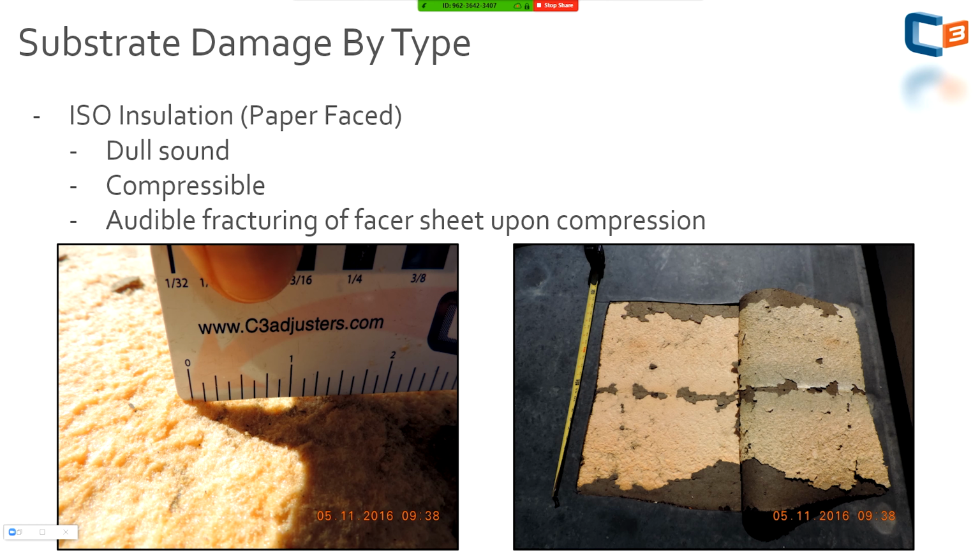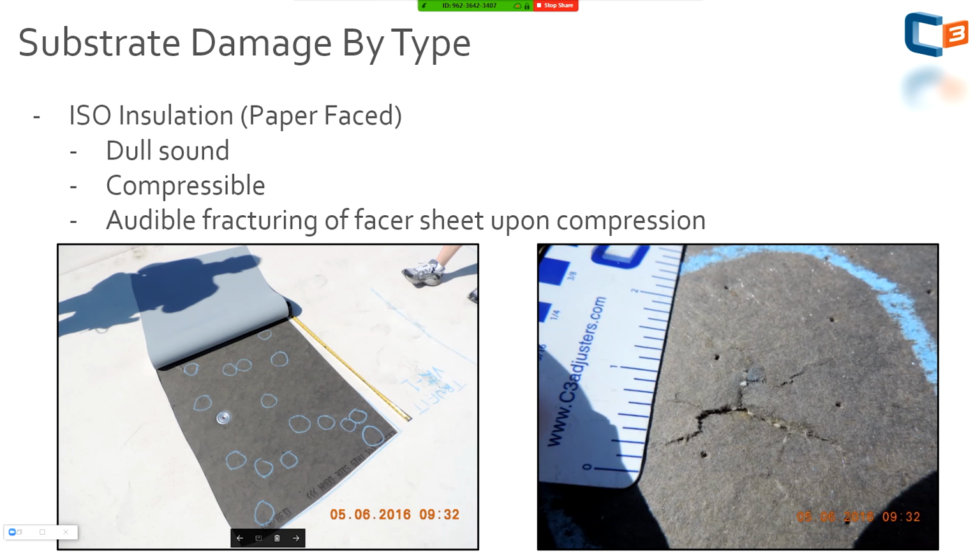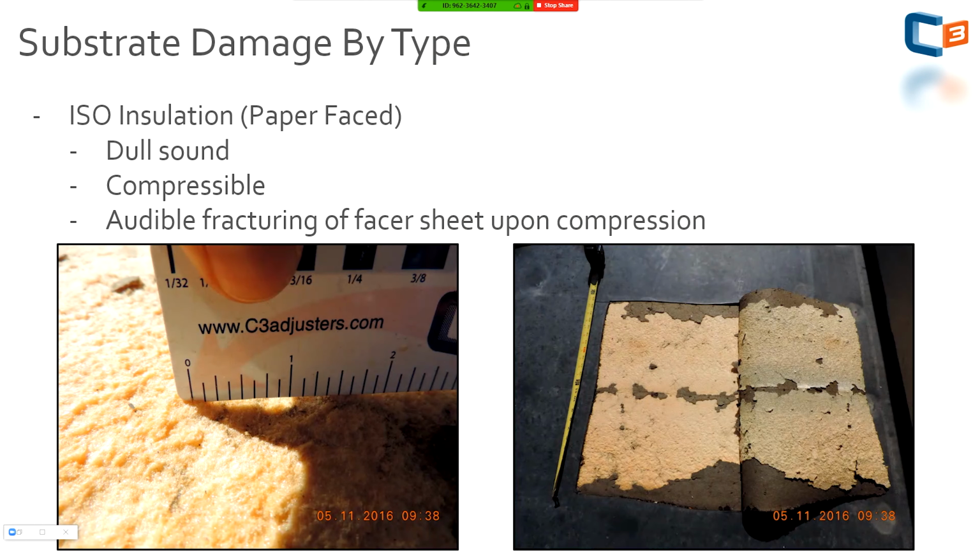ISO is a faced product, meaning it's a paper-faced product on both sides. So it has a paper facer. That really just allows it to accept adhesive. It allows it to be flush right out of the factory. It's not all irregular. But what can happen is you can have fracturing of the facer sheet itself, or you can just have depression of the board itself, depression of the actual insulation. What does that do though? Is that damage? And in this case, we need to discuss also wind rating.